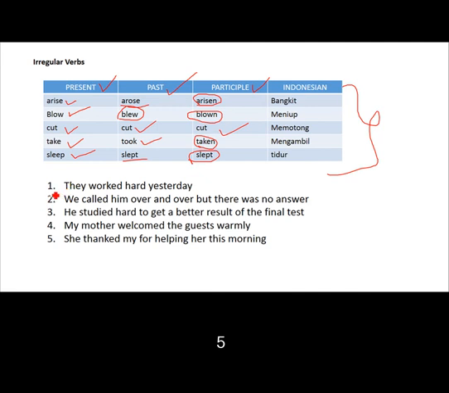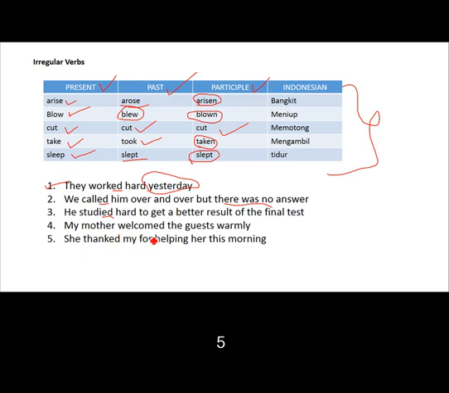Now look at example number one in here. They worked hard yesterday. Worked, plus ed, hard yesterday. Why? Because yesterday is a time signal for the past tense. We called him over and over, but there was no answer. We called him, called plus ed, over and over, but there was no answer. Answer is a noun. He studied hard to get a better result for the final test.